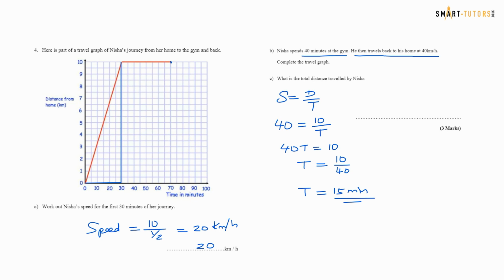So 70 here and 85 is the minutes, and we are going to draw a line connecting 70 to 85. That's it. So what is the total distance traveled? So 10 plus 10, which is 20 kilometer. So that is the answer for the question number 4.